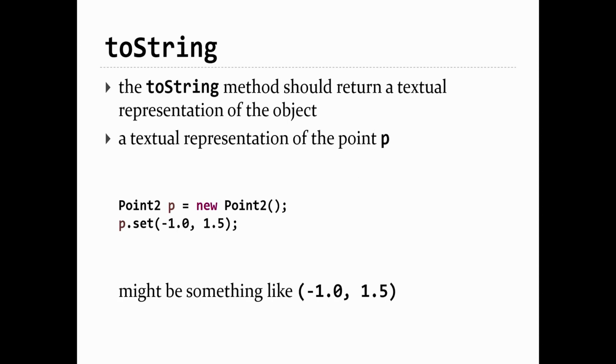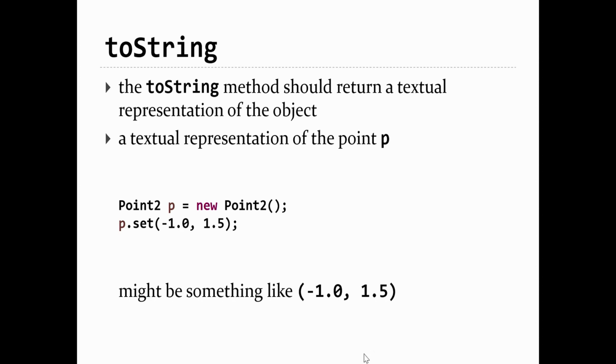Now toString is useful because it lets you produce a string representation of an object. So if you're debugging your program and you want to print the value of some object, it would be nice if you got something that was readable. For a point, you might want to print out its x and y coordinates, so a string that looks like something a mathematician would write. That doesn't have to be the string you generate. You can generate whatever string you want. You can generate a string that says x equals -1, y equals 1.5, or something else. Square brackets, you can use braces, whatever you like.